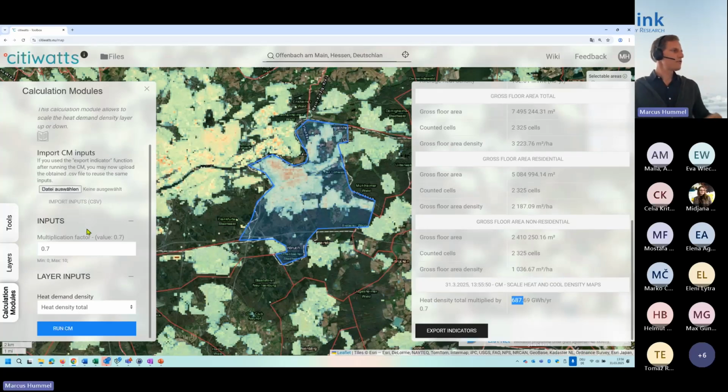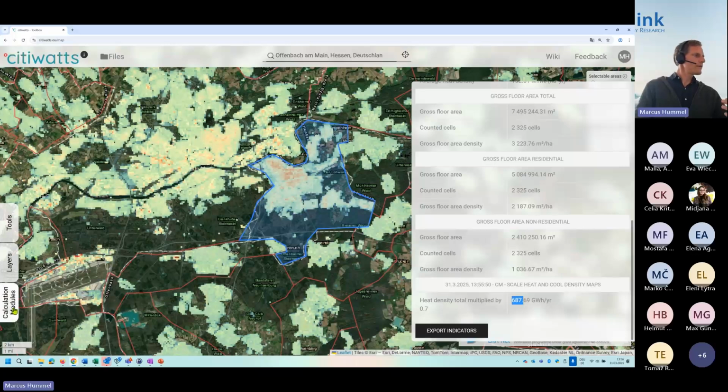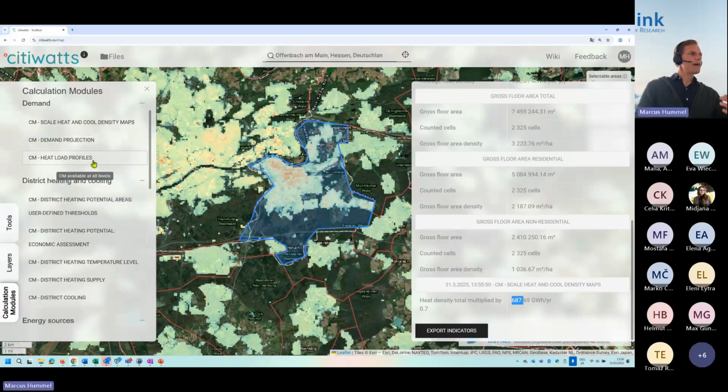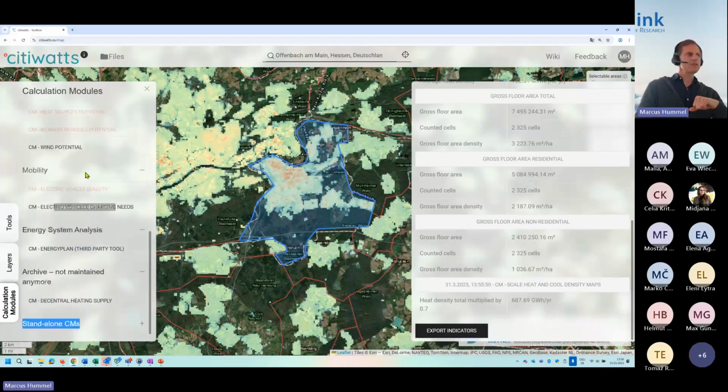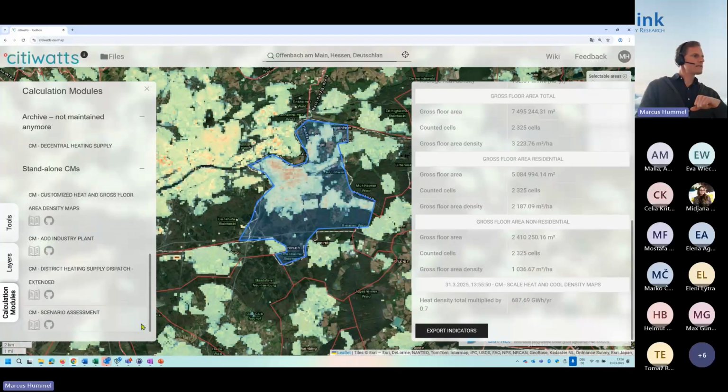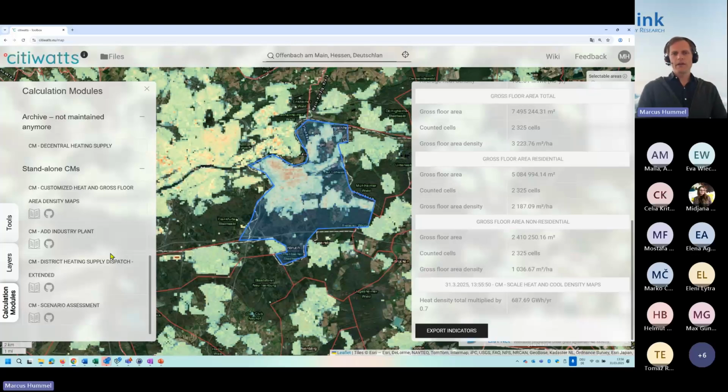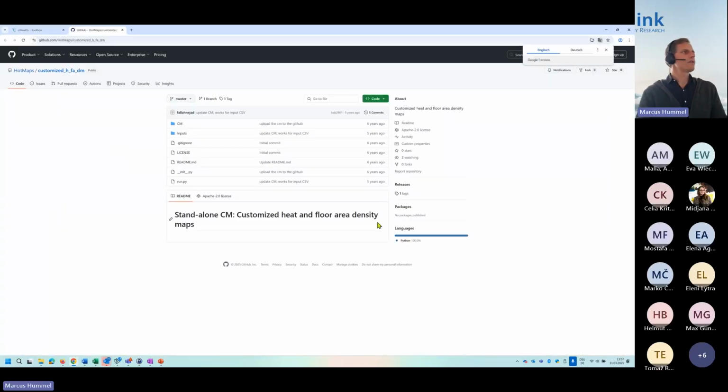And the third option is, again, a calculation module, using your own data. You find that module at the bottom, in the section standalone CMs. What does it mean? It means it's not integrated in the platform. It's actually Python code in a package that you can download. You go to the repository URL, click here, and here you have the repository. You can download it and then run it. You have the README here with all the instructions.